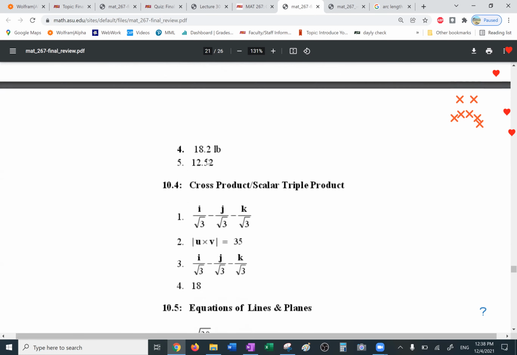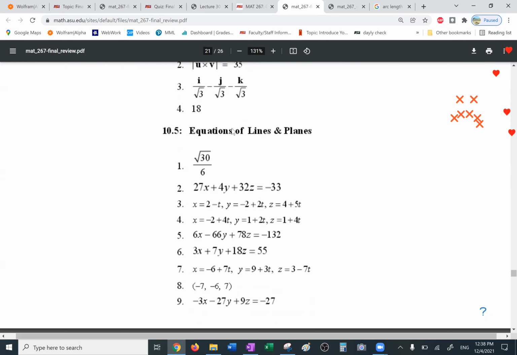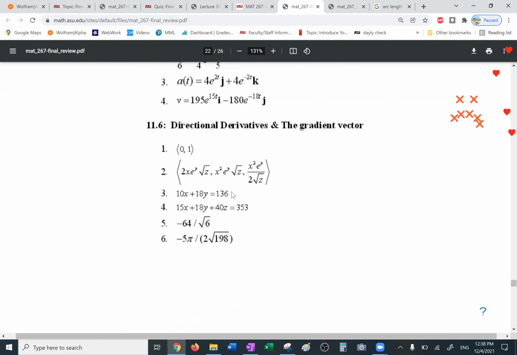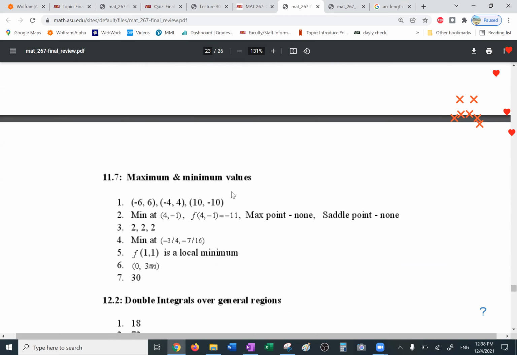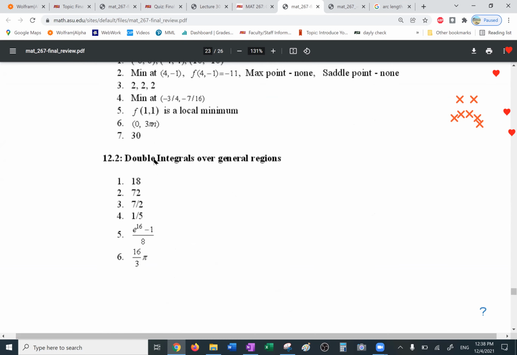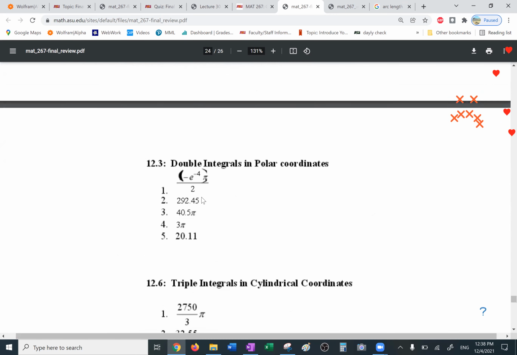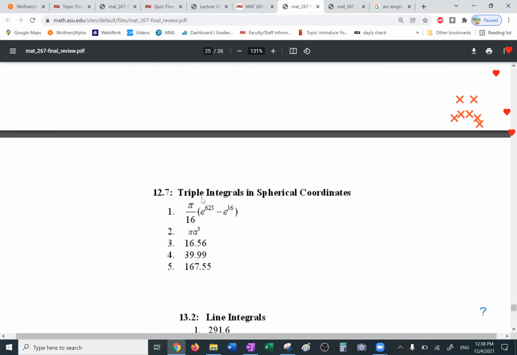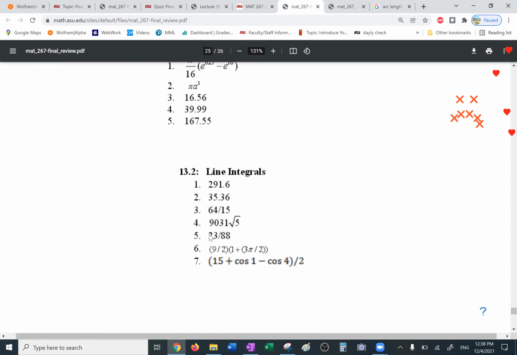You see how we learn all of this: dot product, cross product, equation of the line, planes, motion in space, directional derivatives and the gradient. We learned then. Minimum, maximum, we learned after that. Double integrals became triple integrals really fast. Triple integrals became Cartesian, cylindrical, and spherical. Then line integral showed up.